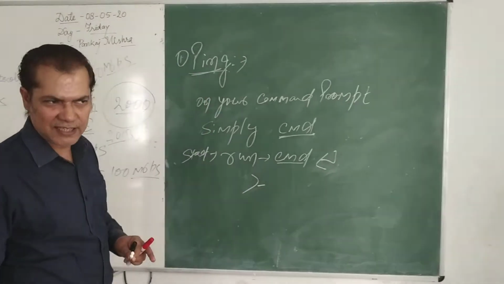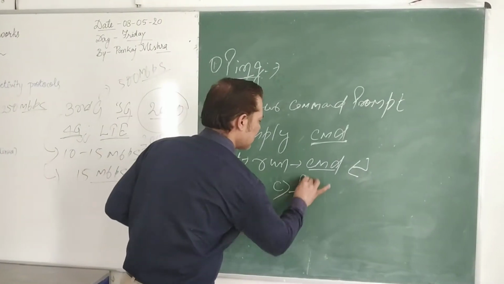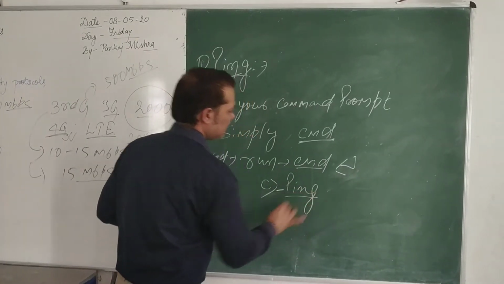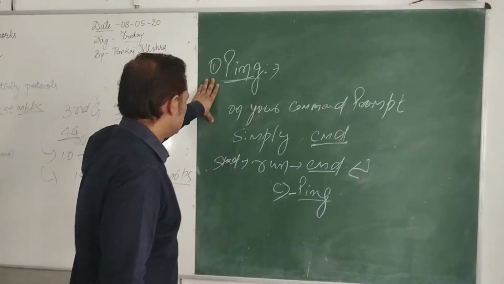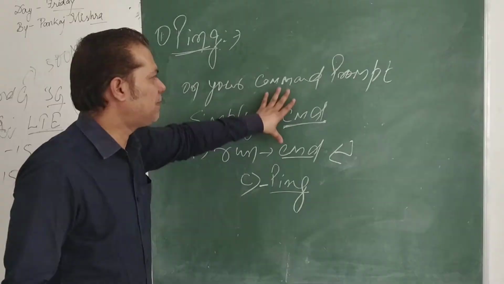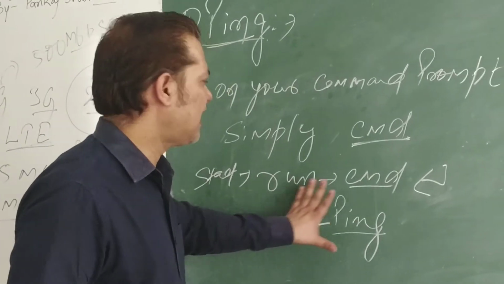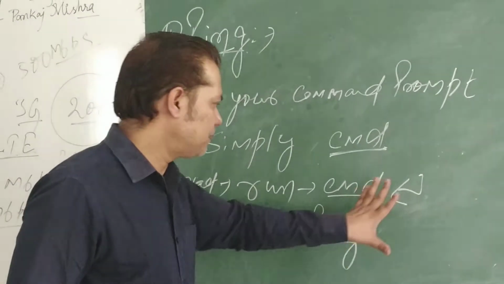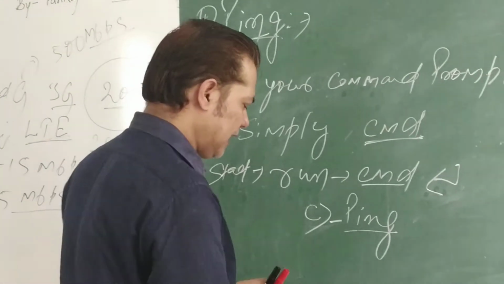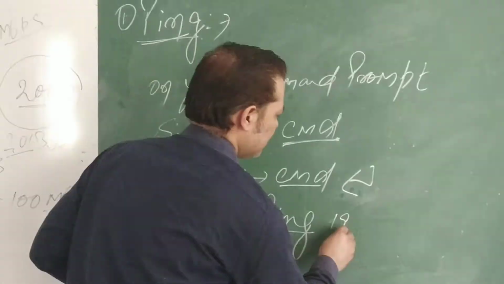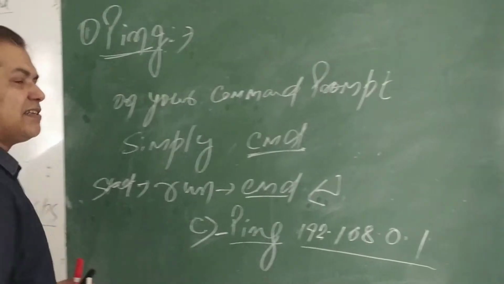Your cursor will be blinking like this, and you may have a C drive or D drive depending on where Windows is installed, and write the command ping. It means to try any command or any tool of networking, we have to go to the command prompt first. You just go to the start, say run and type the CMD command. After pressing enter, you will be in the command prompt. Type the command ping followed by either the IP address.